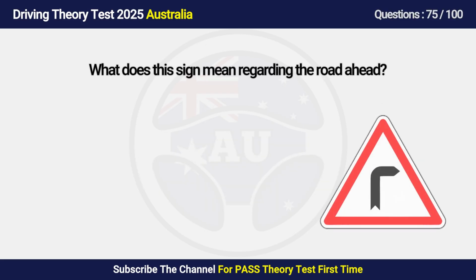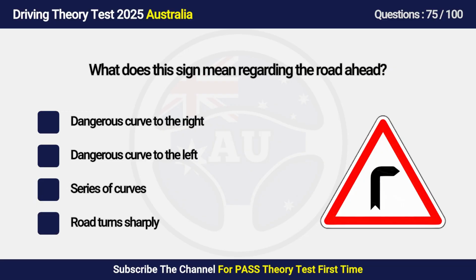Question 75. What does this sign mean regarding the road ahead? A. Dangerous curve to the right. B. Dangerous curve to the left. C. Series of curves. D. Road turns sharply.